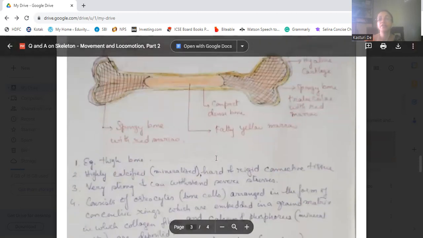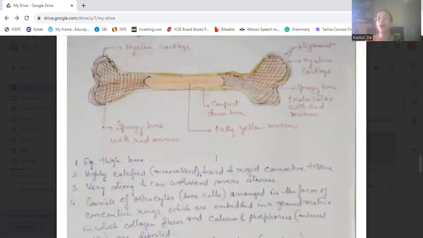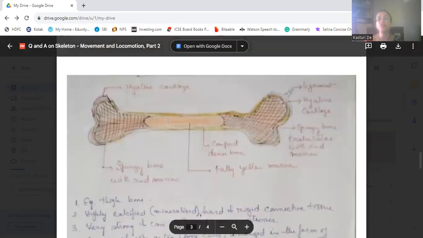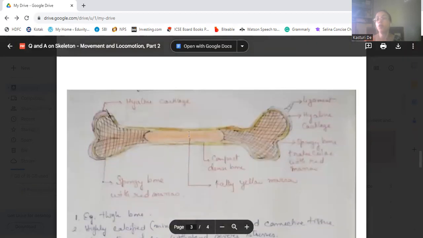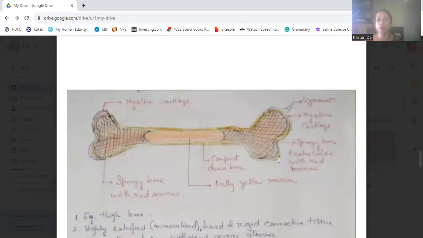It has highly calcified, hard and rigid connective tissue. It is very strong and can withstand severe stresses. And it consists of what? It's a rod-like structure. It has two heads, where hyaline cartilage is attached to the heads.